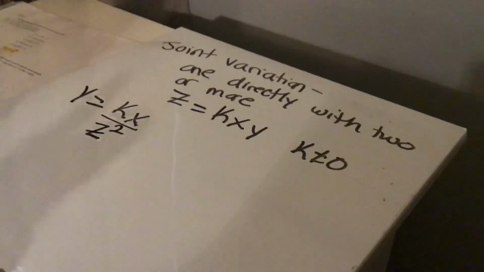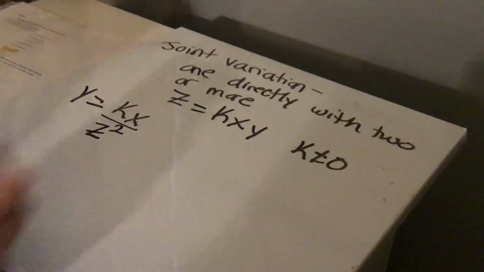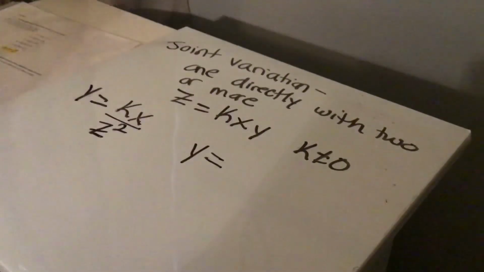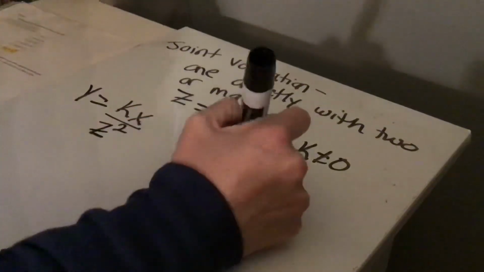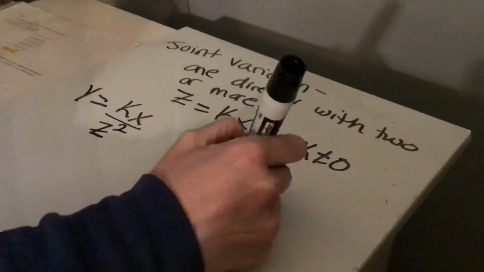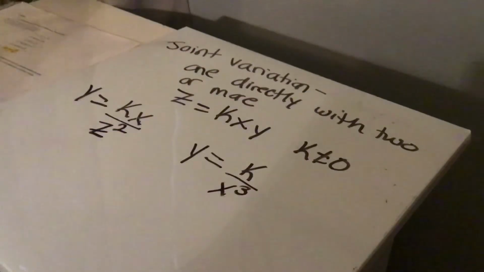Okay? Y varies inversely with x cubed. Well, that's where our equal sign is going to come from. Inverse variation is division. So there's our constant, inversely with x cubed. Okay? Jointly, again, you use it when you have three or more variables. So z varies jointly with x squared and y.